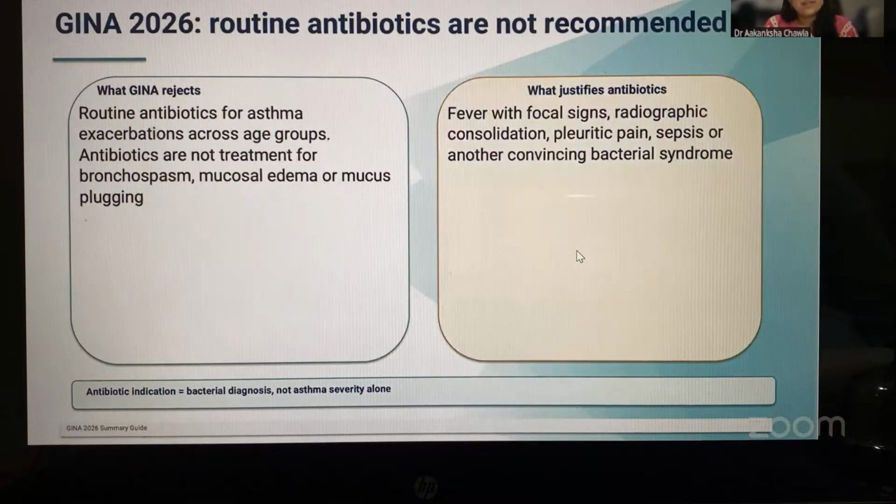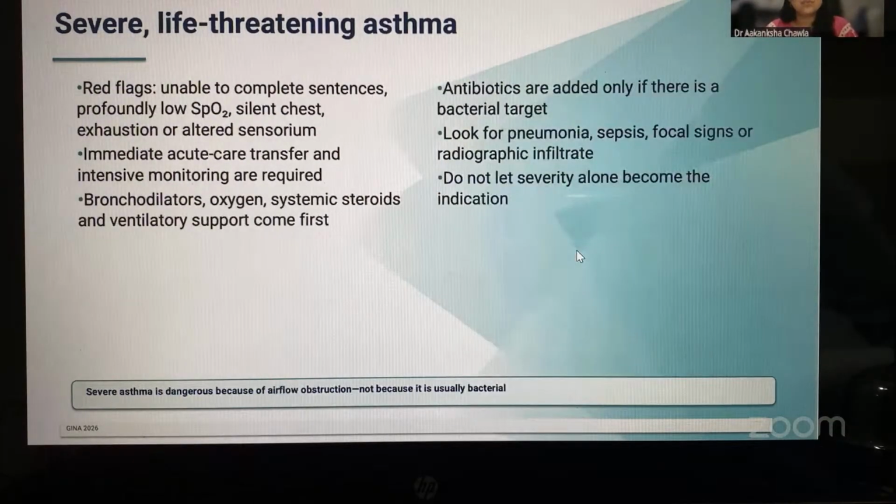Now, according to the GINA 2026, the routine antibiotics are not recommended. So, in any exacerbation of asthma, antibiotics are not treatment for bronchospasm, mucosal edema, and mucus plugging. So, that is what you have to treat when you're dealing with a patient of asthma exacerbation. And of course, like we discussed, if there are typical features of infection, then you do add antibiotics in an asthma exacerbation patient. And for a severe life-threatening asthma, you all understand what is a severe life-threatening asthma. Antibiotics are only added if there is a bacterial possibility. So even in the severe life-threatening asthma, that principle remains the same.